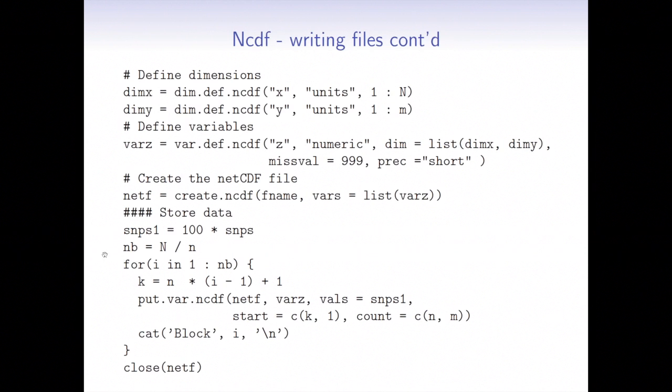And here I'm saving the data in blocks in a loop. So I specify which individuals I'm saving, and I am putting the variable in the ncdf object. So I'm starting with the first individual. I save a small n, so 1,000 individuals at once, and I'm saving from the first SNP, I'm saving all the m SNPs. And that goes 10 times in my case in a loop, and I have to close my file after everything is saved.